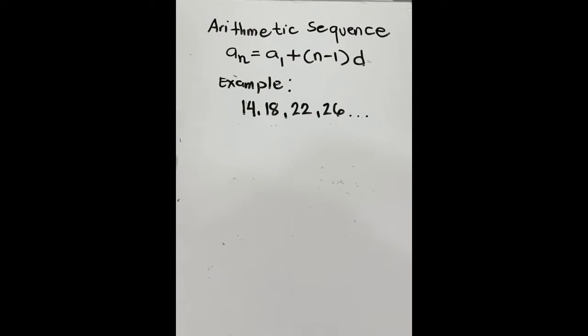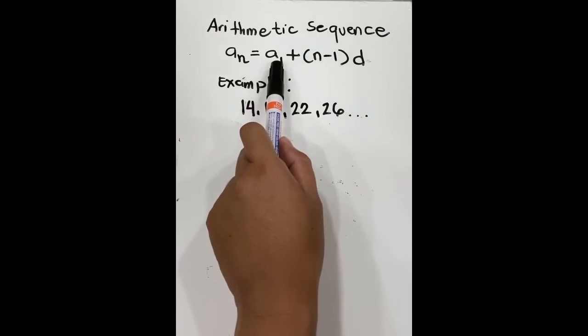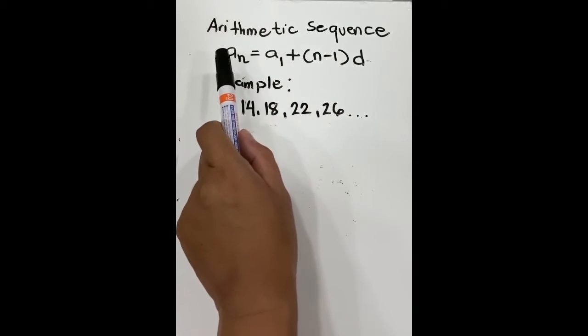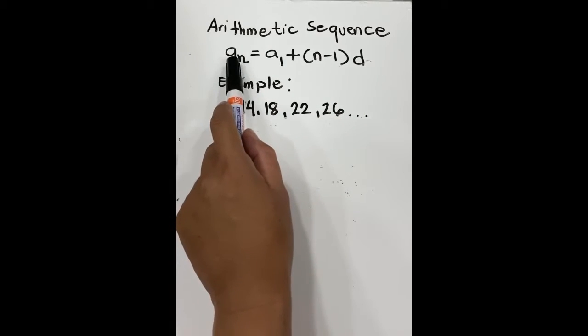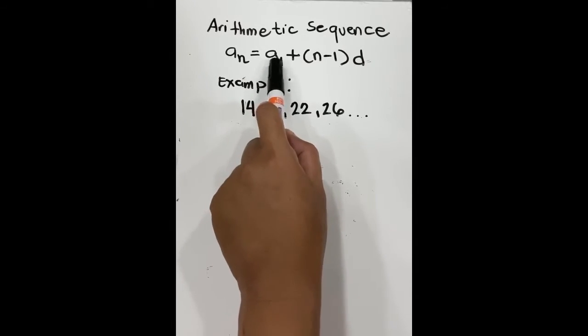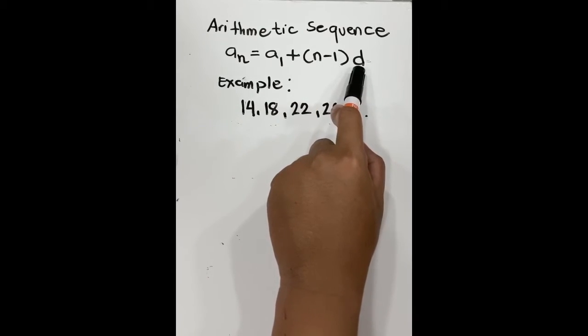So hello class, so for today I'll be discussing arithmetic sequence. So our formula for arithmetic sequence is a sub n is equal to a sub 1 plus quantity n minus 1 d. So ano yung mga information na nakalagay sa ating formula? A sub n, ito yung term na hinahanap natin. A sub 1, this is the first term. N is the number of terms in a sequence, and D is the common difference.